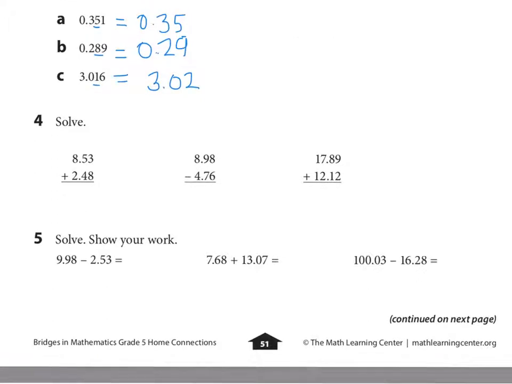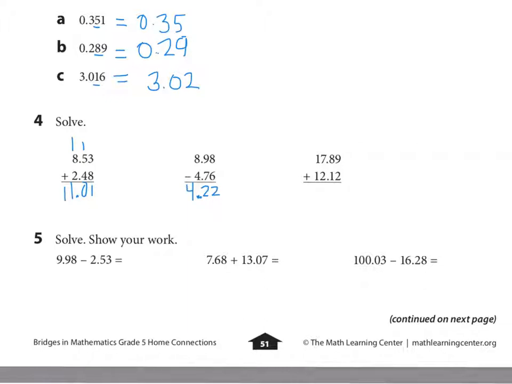Number 4, so solve. So 8 plus 3 is 11. Carry the 1, 5 plus 4 is 9, plus 1 is 10, carry the 1, 8 plus 2 is 10, plus 1 more is 11, so our answer is 11 1/100th. Here we're subtracting. 8 take away 6 is 2, 9 take away 7 is 2, and 8 take away 4 is 4. If you notice, our decimal point is just going to go straight down, so it's just going to come right there. 4 22/100ths.